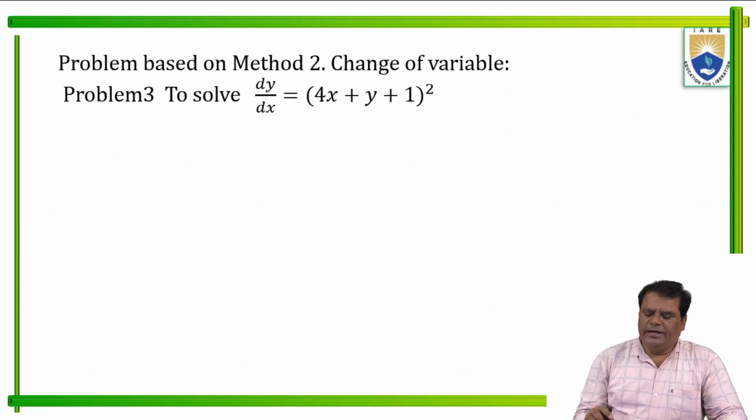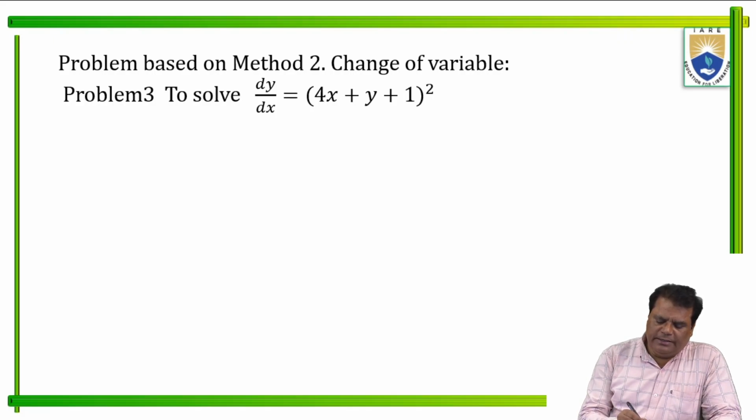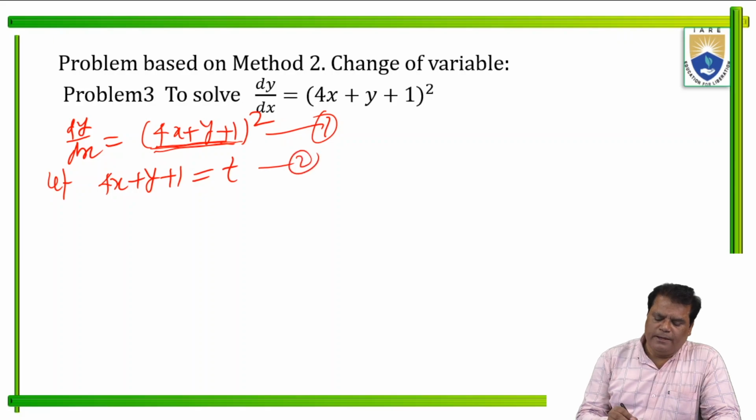Now next. Again a problem solving on change of variable. Here is dy dx equal to, in bracket, 4x plus y plus 1 whole square. This is equation 1. Here there should be only a single variable, but there is more than one variable, x and y, with addition or multiplication. So let 4x plus y plus 1 equal to t. This is equation 2. The total bracket is considered equal to t.